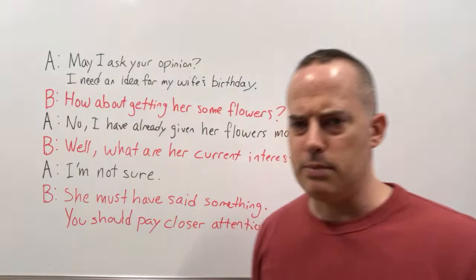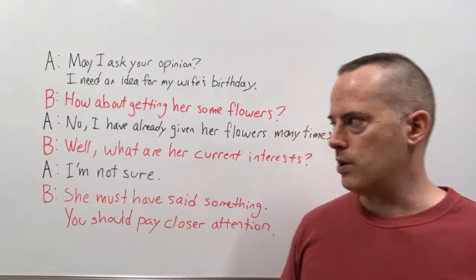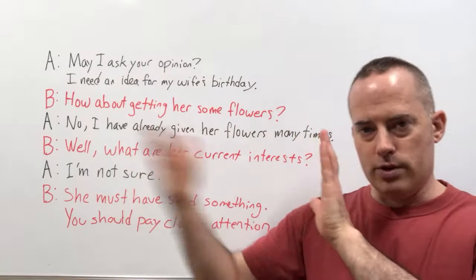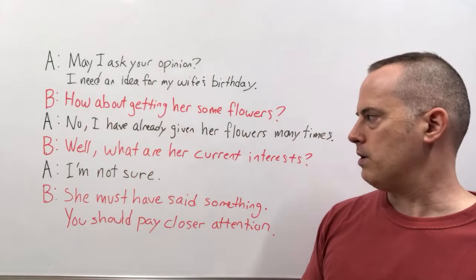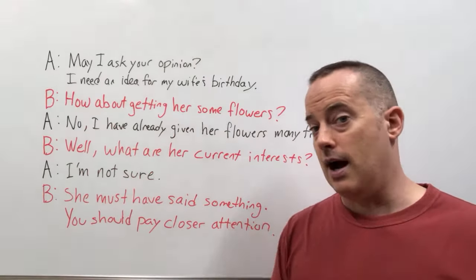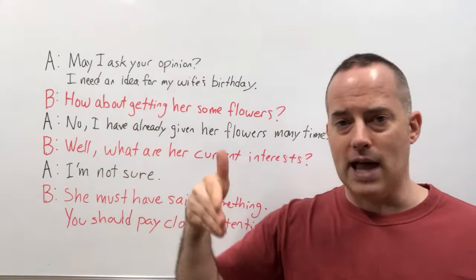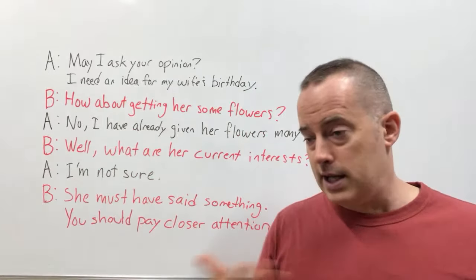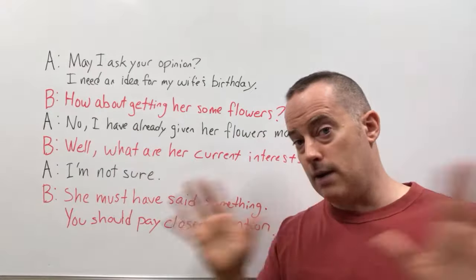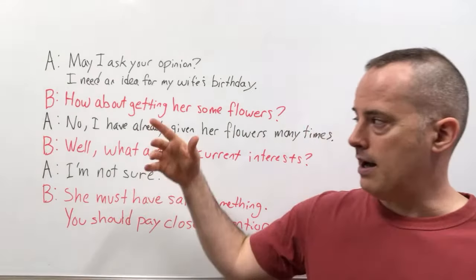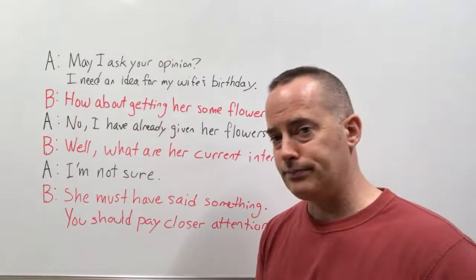Given her flowers many times. No, you wouldn't say "yet" because it's already happened. So "already" is that we're talking about the past here. And so if I say, no, I have already given her flowers. Now, if we wanted to say the opposite, like, I have not given her any flowers yet. Again, you don't need to use "yet," but that would be the use of that. So if you're talking about you did not do something, I have not given her flowers yet.